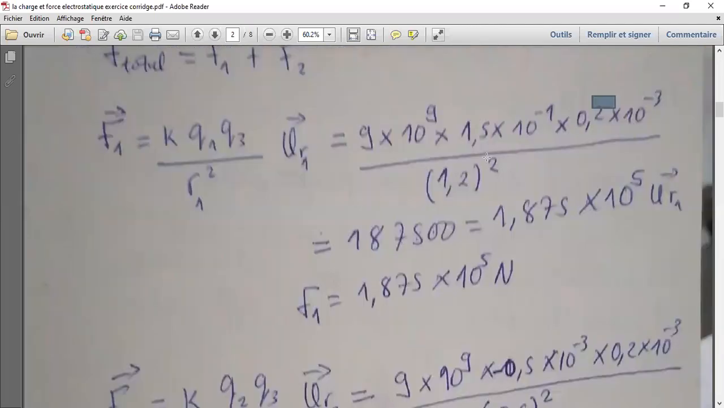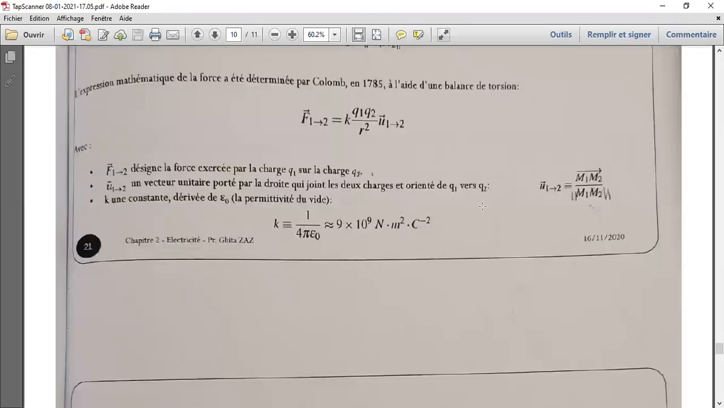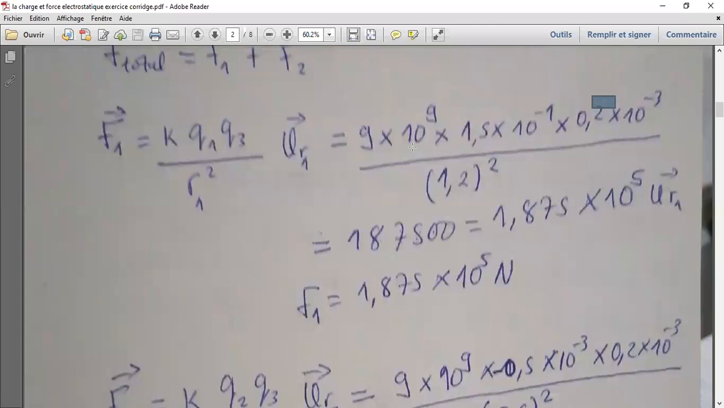Excuse me. Yes. Where does that 9 times 10 to the power 9 come from? Oh, this is the constant. I don't know if you remember. Oh yes, from the formula. Yeah, the formula. So the constant is always this one. Oh, okay. Yeah, so that's where the 9 is coming from.